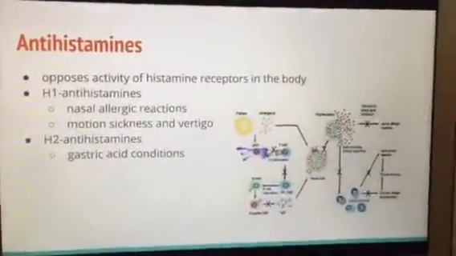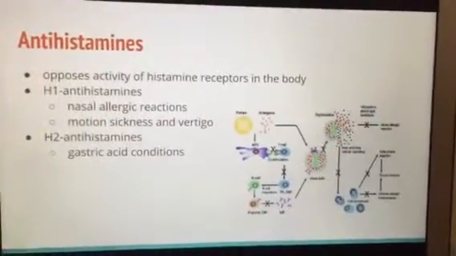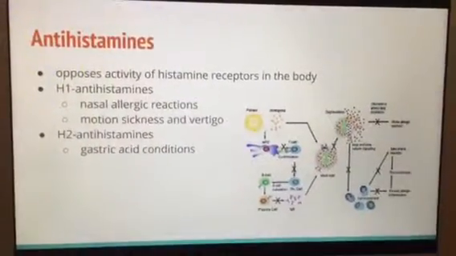So that's just a general overview of histamine, not only as a neurotransmitter, but just in general.